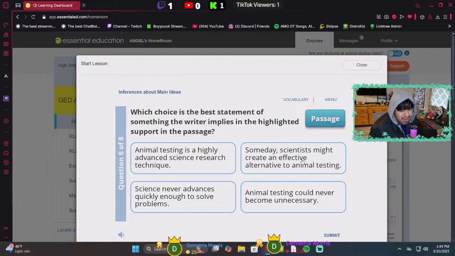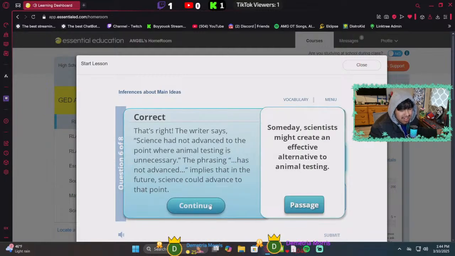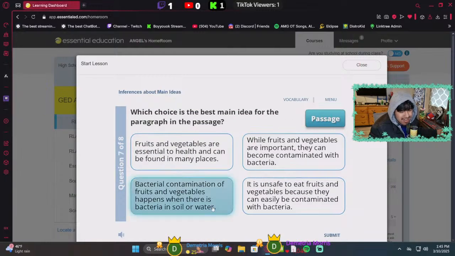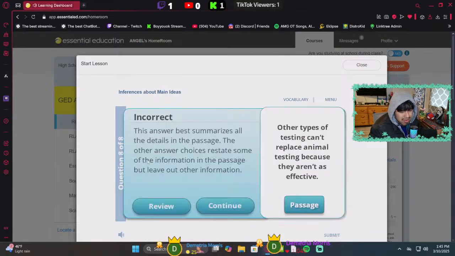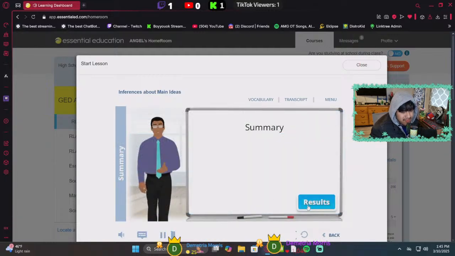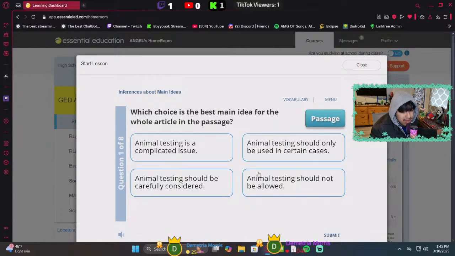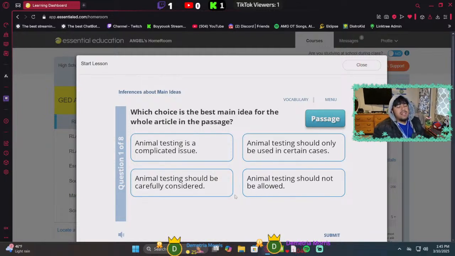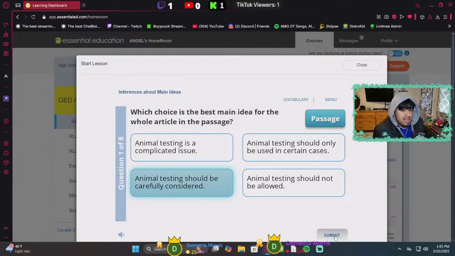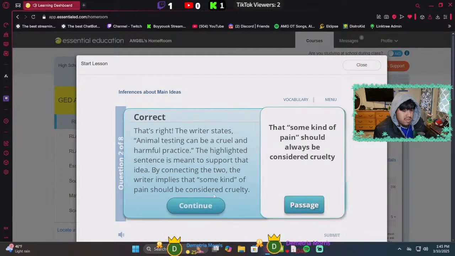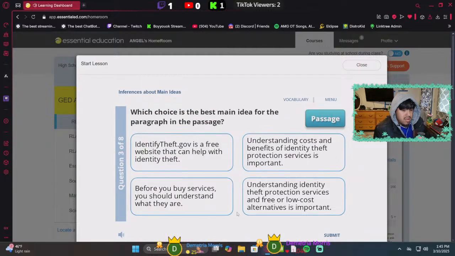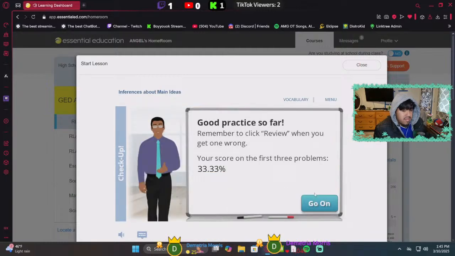Emergency 911 call. Alternative animal testing. Soil or water contaminated with bacteria are effective. Did this lesson? Should not be allowed. Alternatives is important. I know your score wasn't very.